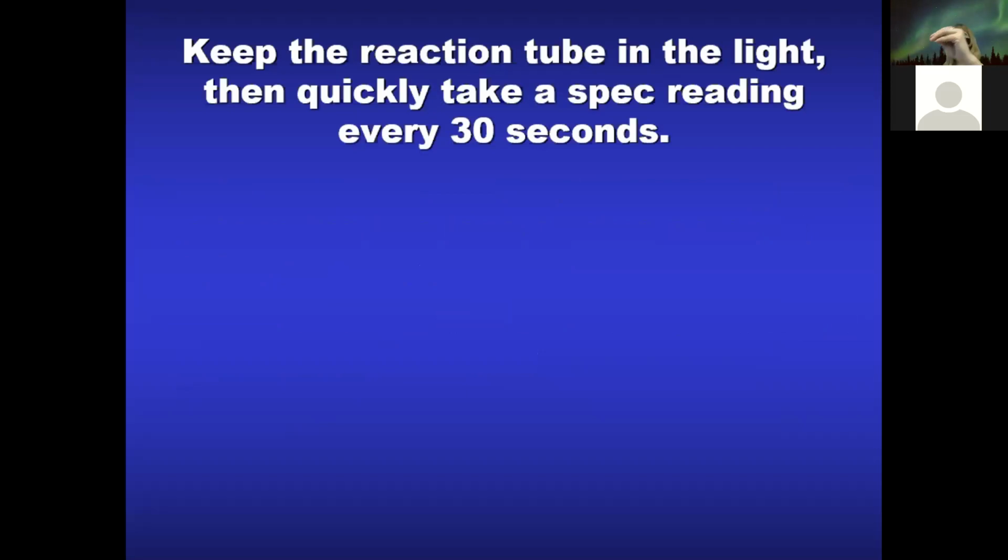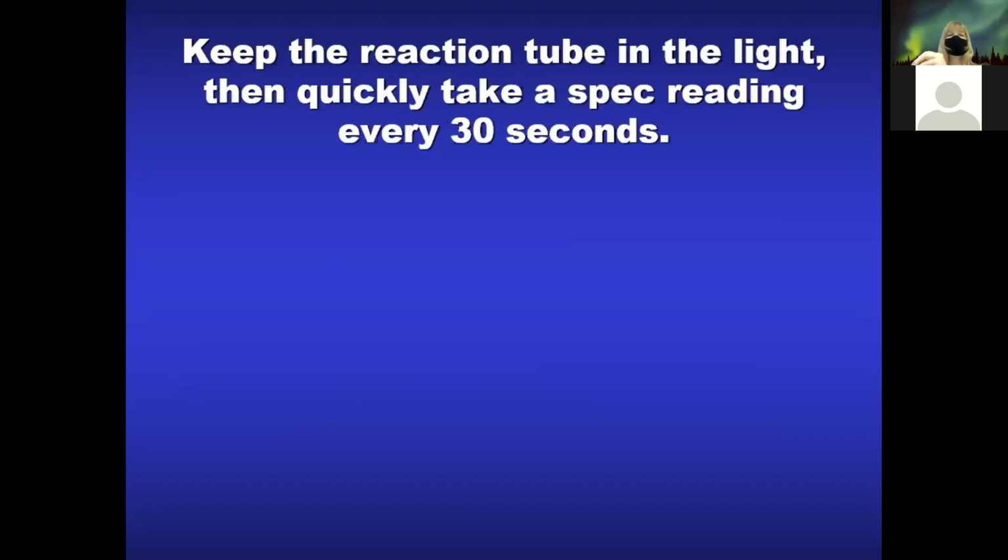And then every 30 seconds, pop it into the spec, take a reading, back out into the light, another 30 seconds, take a spec reading, back into the light. So you have to do this quickly. You can't hem and haw. Once it's into the spec, quickly take the reading, get it back into the light as soon as you can. So one reaction tube is going to get multiple spec readings off of it because you have to track over time what's happening in that tube, okay?